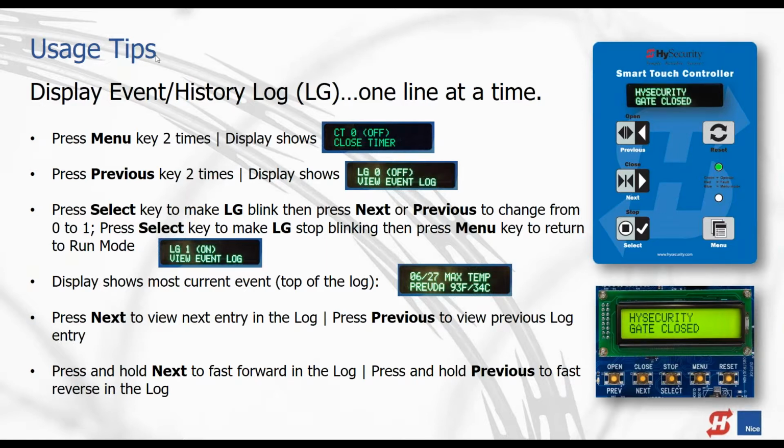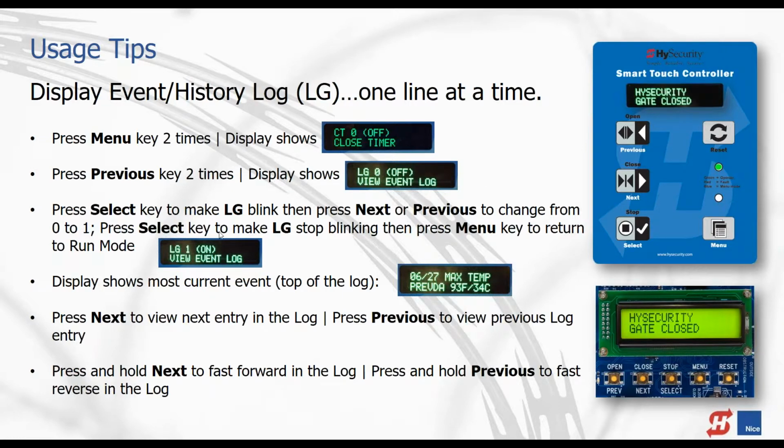So to do that, you press the menu key 2 times. You press it 2 times, so we're in the user menu, and then you're going to look for it, so either go previous or next. But if you do previous 2 times, you'll see this setting called LG, and this is exactly what shows. LG is 0, which means it's off.